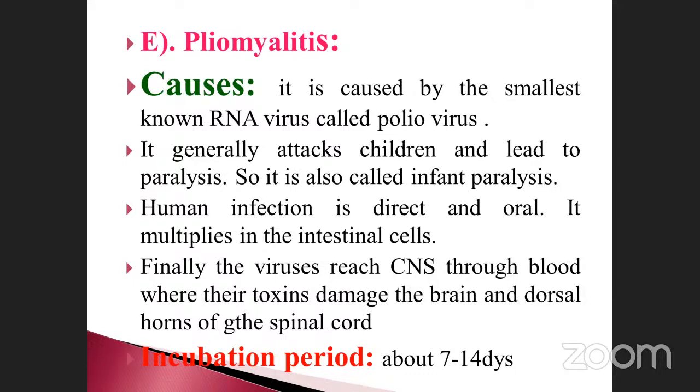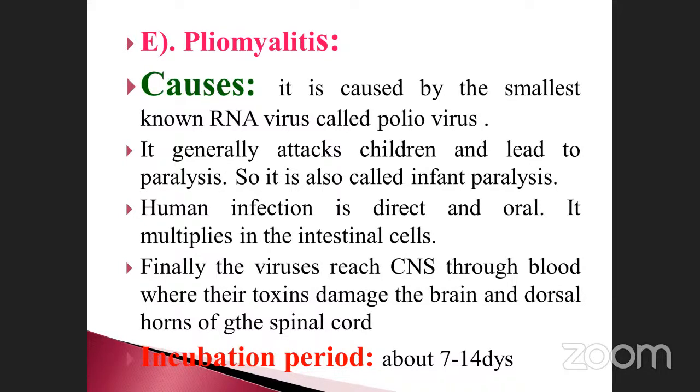Polio vaccine for every child. The human infection is direct and oral. It multiplies in the intestinal cells only. Finally, the virus reaches the CNS through the blood, where there is toxin damage in the brain and the dorsal horns of the spinal cord also.